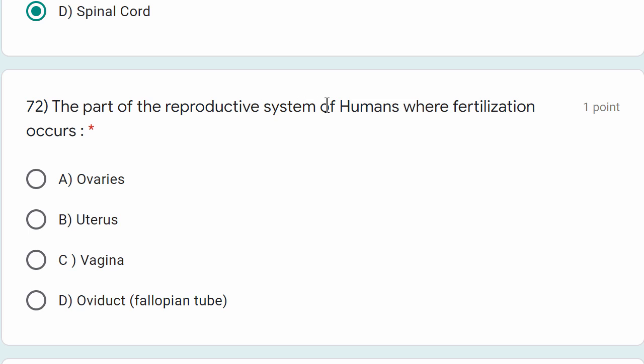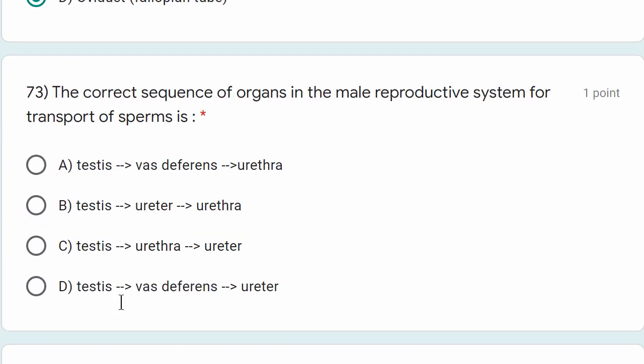The part of the reproductive system of humans where fertilization occurs, it happens in fallopian tube. That is where fertilization occurs, where sperm meets the egg. The correct sequence of organs in male reproductive system is testis, vas deferens and urethra. So this produces sperm and it passes through and finally comes out via urethra.